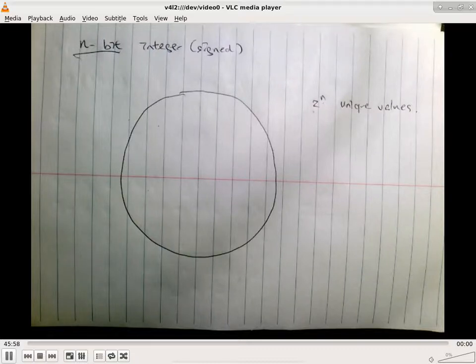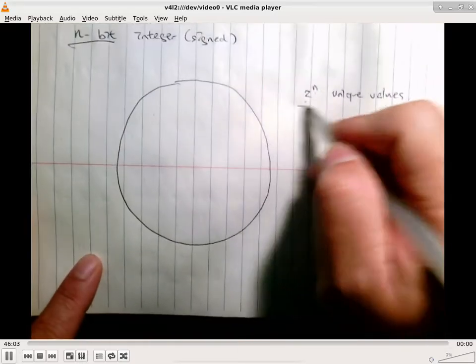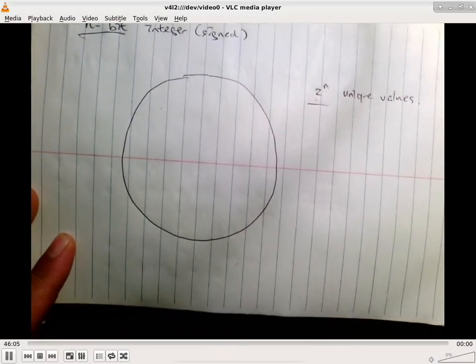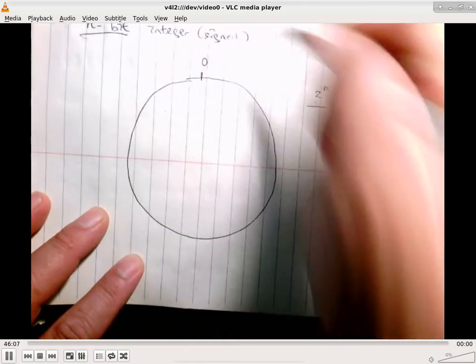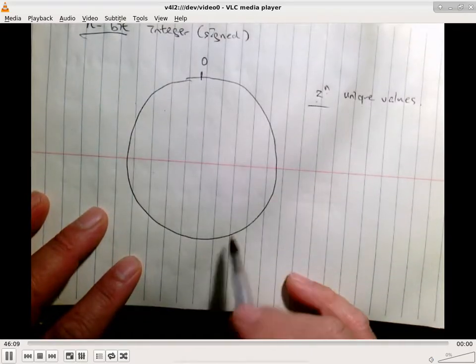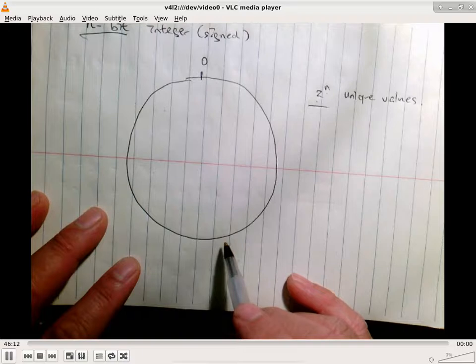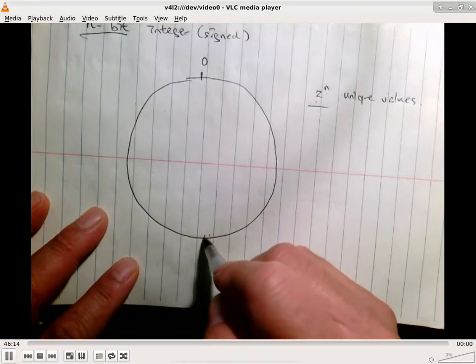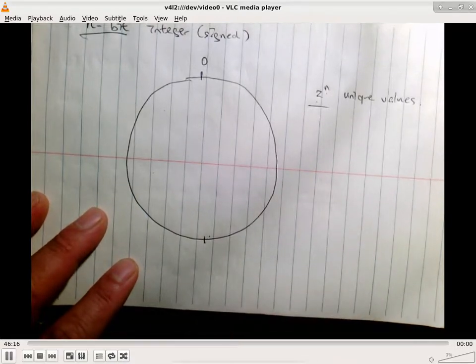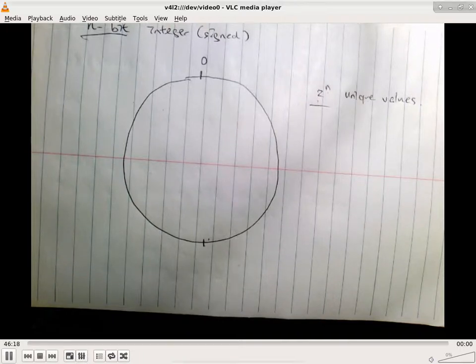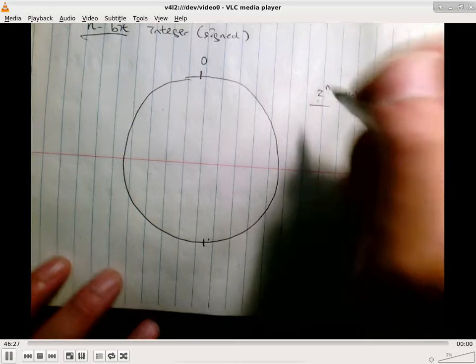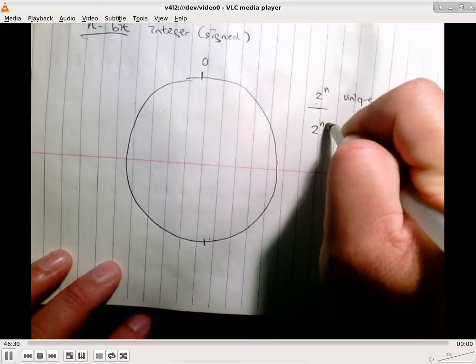Okay. So getting back to this wheel here, we have 2 to the power of n unique values. We know 0 is non-negative. What about the most positive value, which is right here? We want half the wheel to represent non-negative values, and we know there is a total of 2 to the power of n unique values. So you go, oh okay, how about 2 to the power of n minus 1?